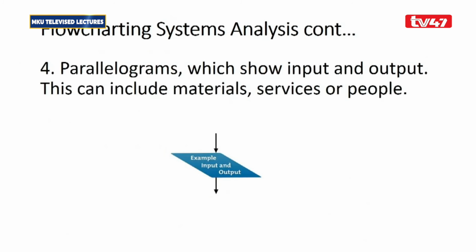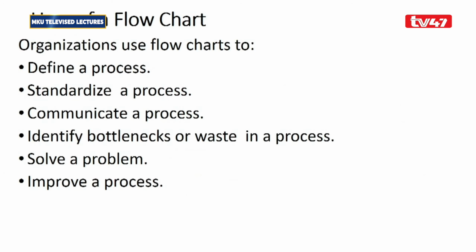Then the next symbol, which is the last one, is the parallelogram symbol, which shows the input and the output. We've said that for every system, we always have an input and an output. If you are inputting something into this flowchart, we use that symbol. If we are outputting something from a process, we use the parallelogram symbol. So it is used to show what we are either inputting into the process or outputting from a process.